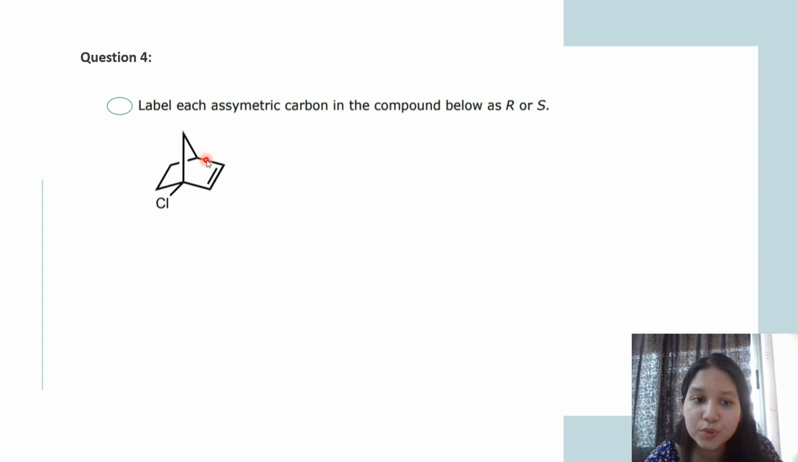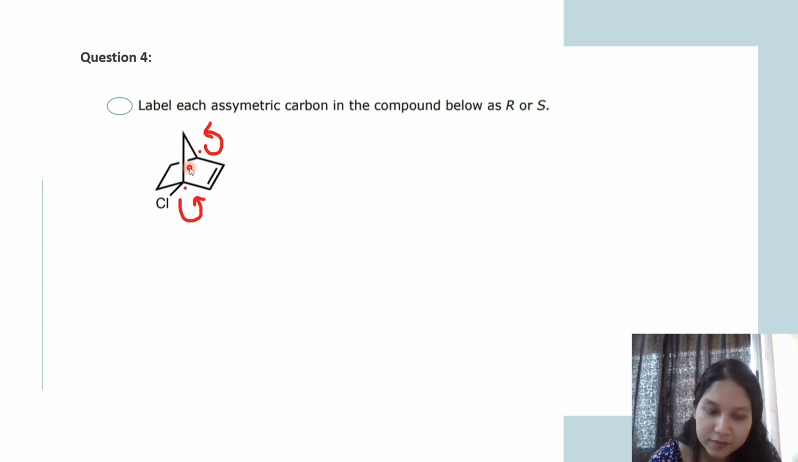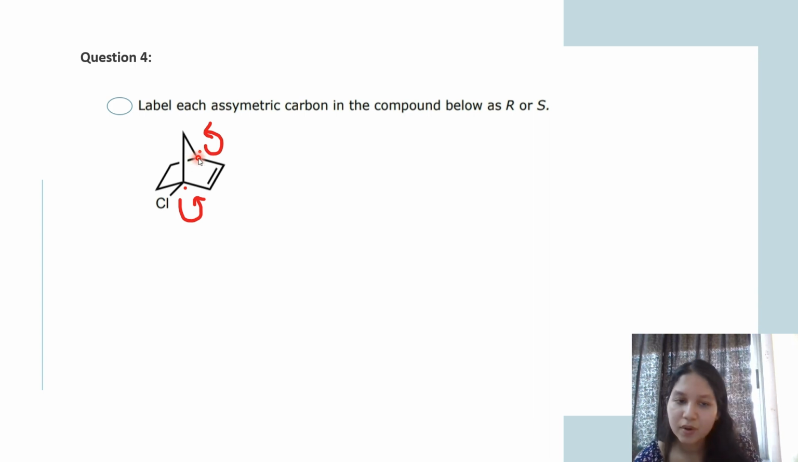So now let us move 1, 2, 3. We are moving in an anti-clockwise fashion. So this carbon atom we will have to assign an S configuration. In this way we are moving. So one asymmetric carbon we have already identified and assigned its configuration as S.